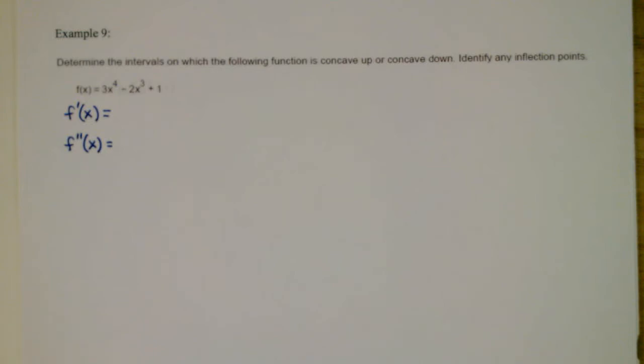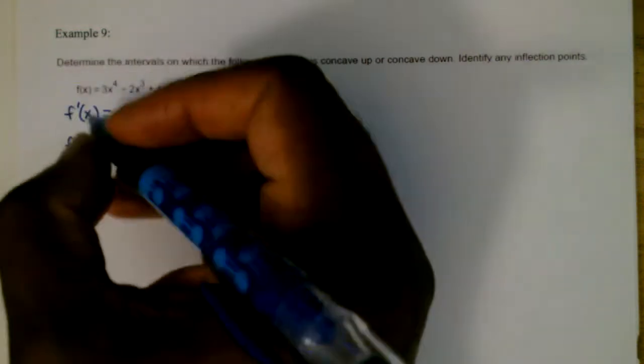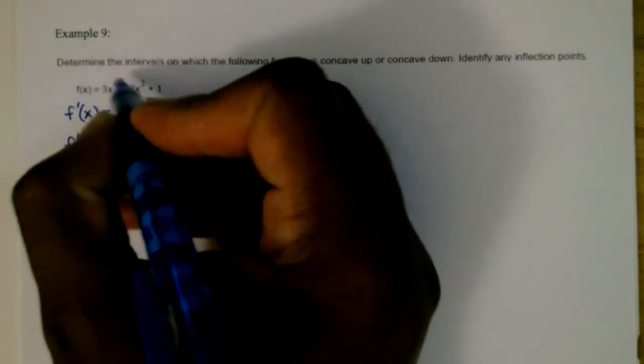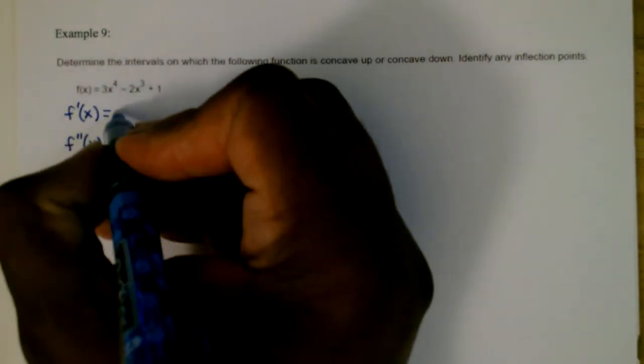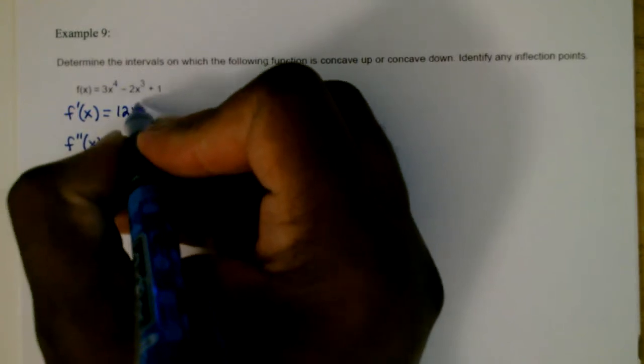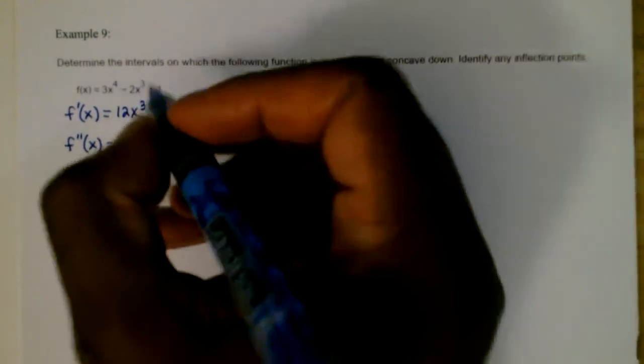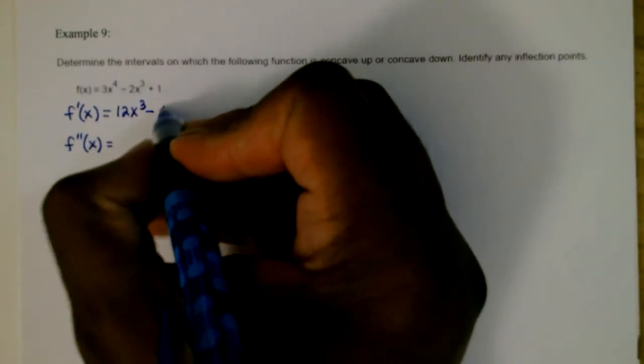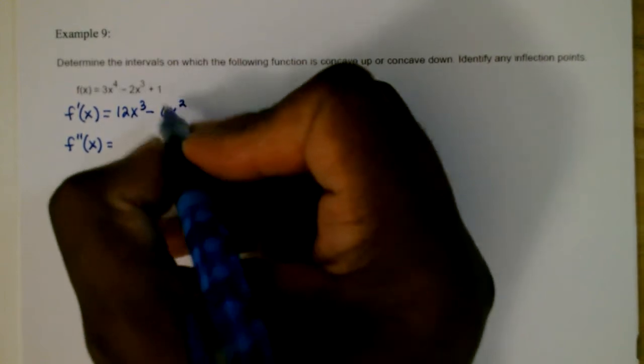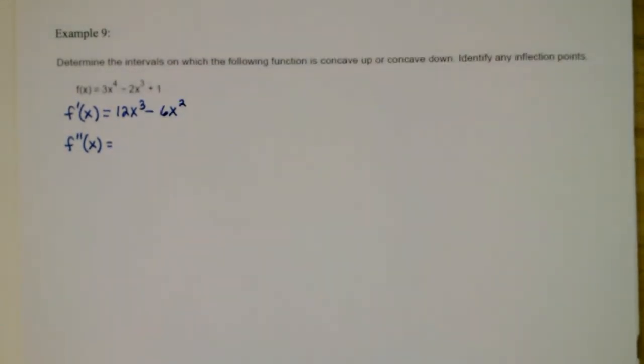In order for you to get the second derivative, you must find the first derivative. So if f of x is equal to 3x to the fourth minus 2x cubed plus 1, then that means that f prime of x is this. The derivative of 3x to the fourth will be 12x cubed, minus the derivative of 2x cubed will be 6x squared, the derivative of 1 will be 0.